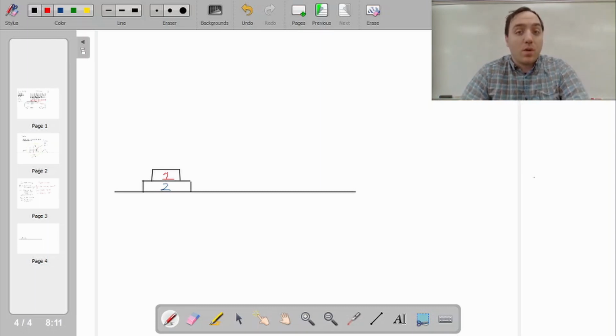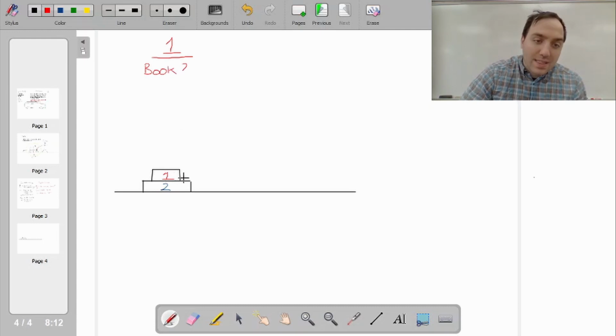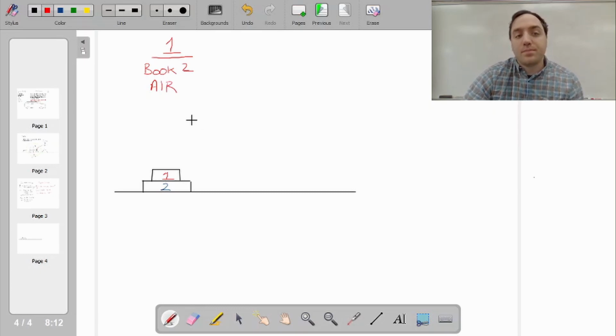We'll start by talking about book one. What's touching book one? What are the objects it's interacting with? What are the forces acting upon it? Well, we see right away, we see book two. Book two is touching book one. And other than that, the air. The air is touching it. We can talk about that.